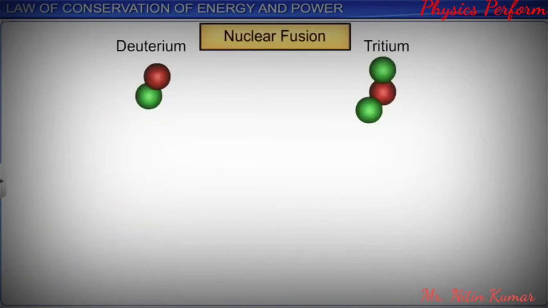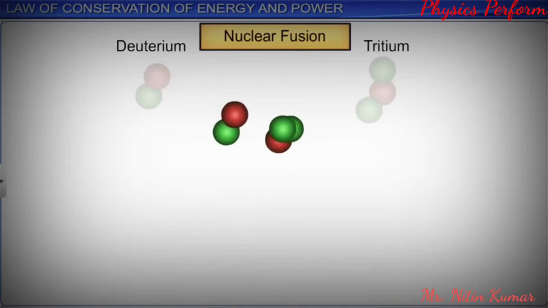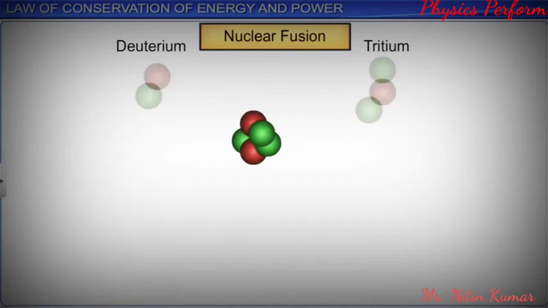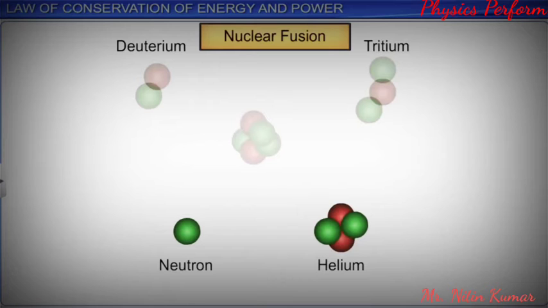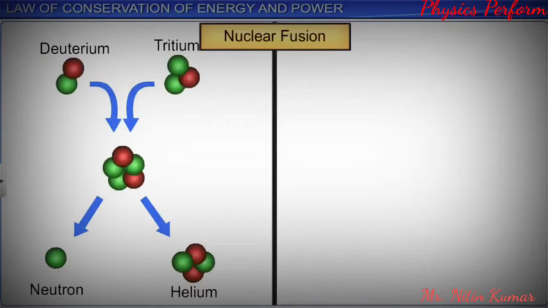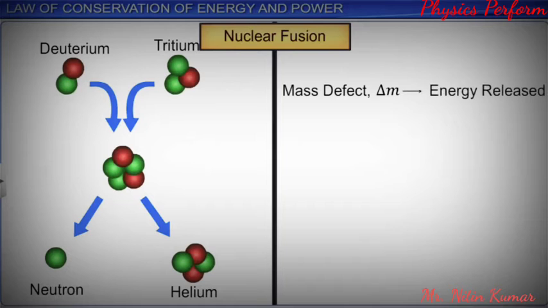In a nuclear fusion reaction, lighter nuclei fuse to form a heavier nucleus. This fusion is accompanied by the release of a large amount of inherent energy in accordance with the mass-energy equivalence relation. In nuclear fusion too, there is a mass defect which accounts for the amount of energy released according to E is equal to delta M into C square.